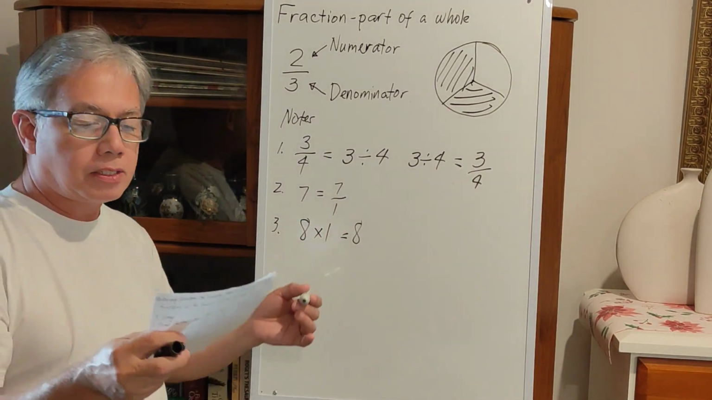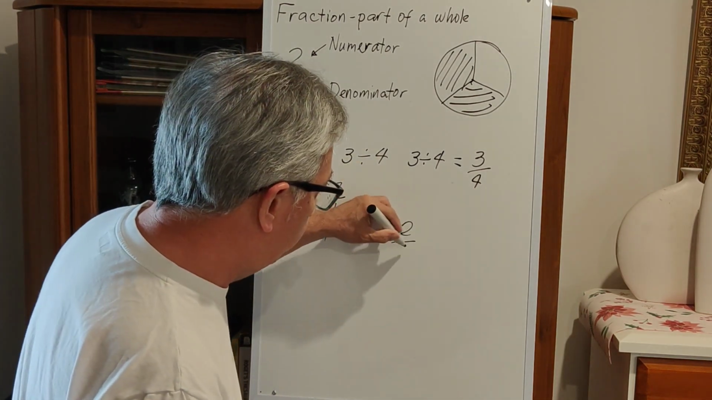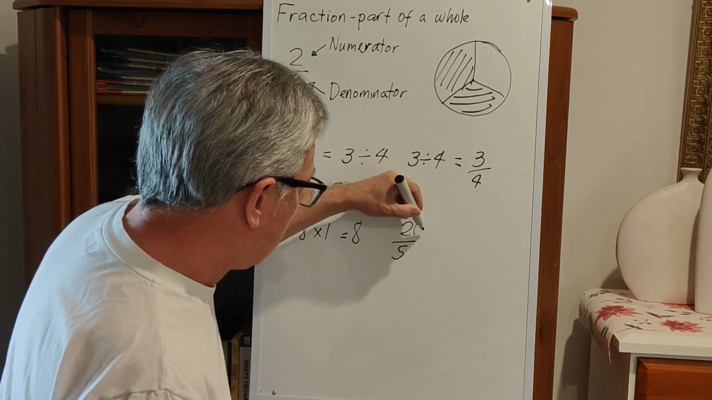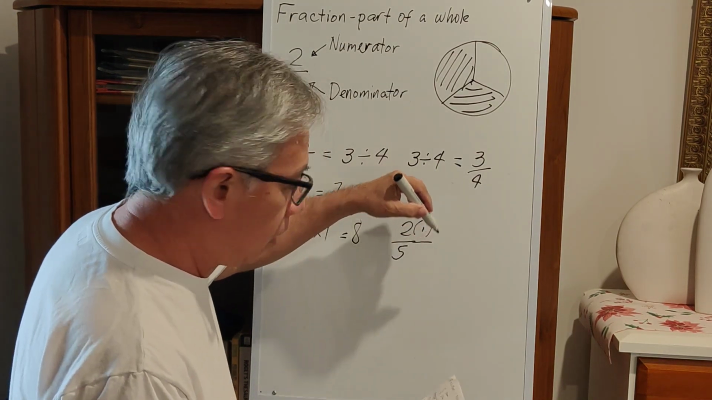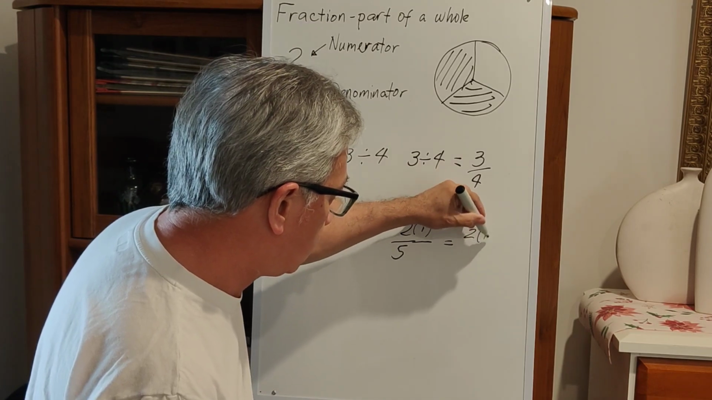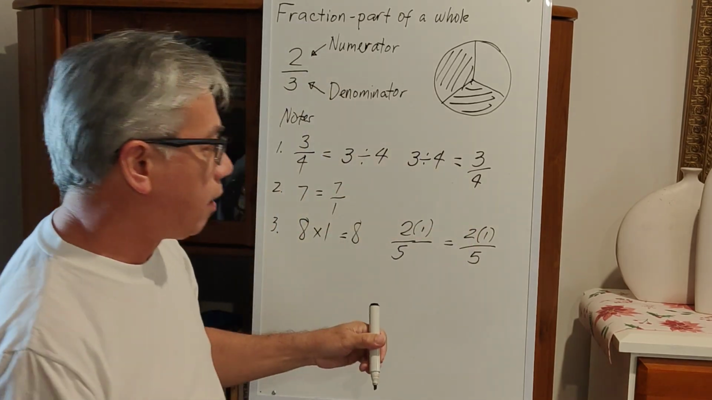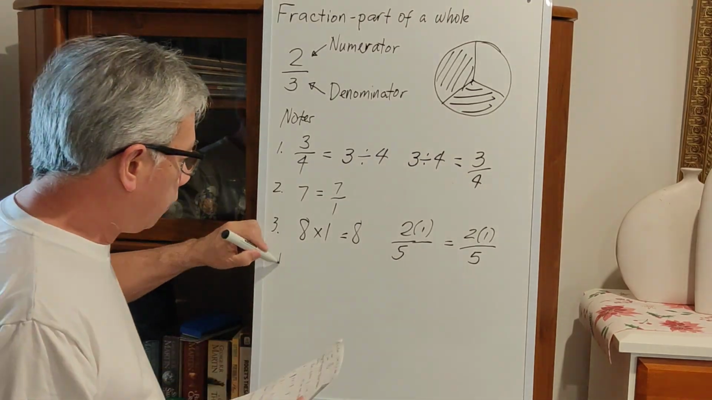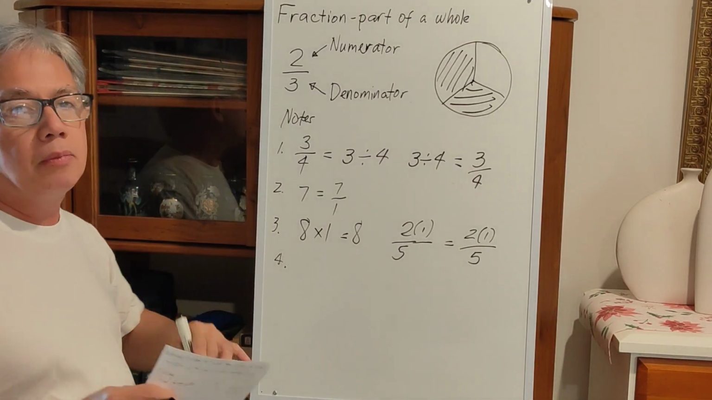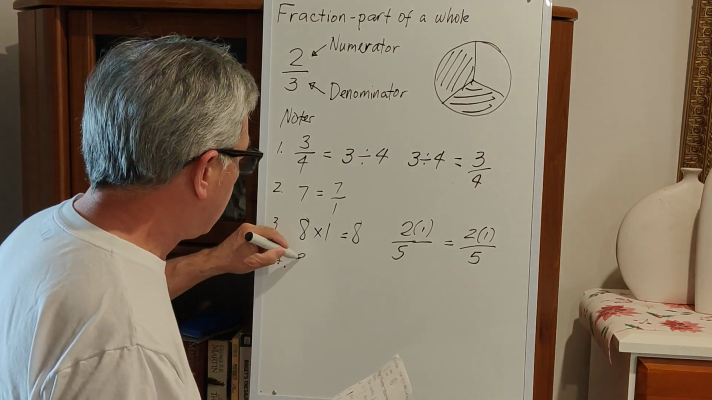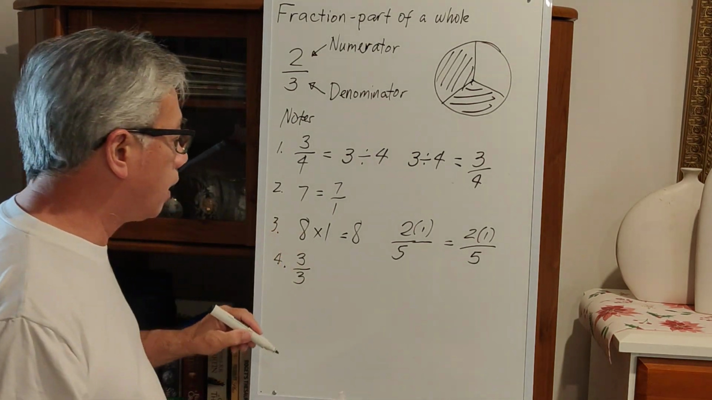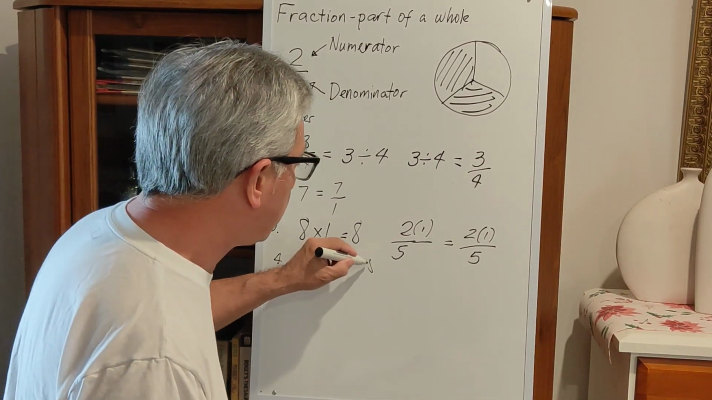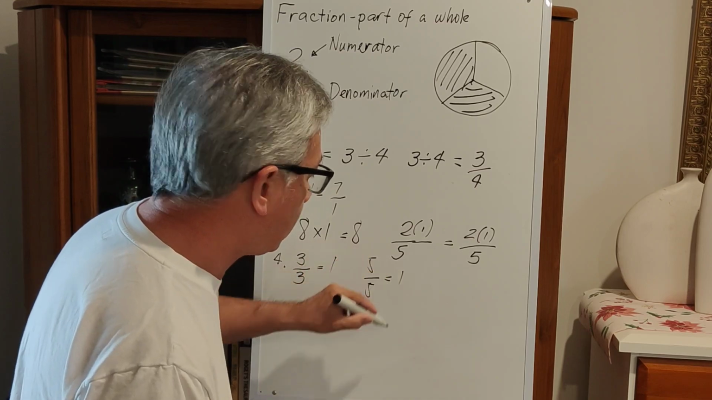And even a fraction like 2/5, we can make a times 1 beside it, so we make it 2/5 times 1. We can multiply by 1 at any time. Number 4, any number divided by itself is 1. So like 3 divided by 3 is equal to 1. 5 divided by 5 is equal to 1.